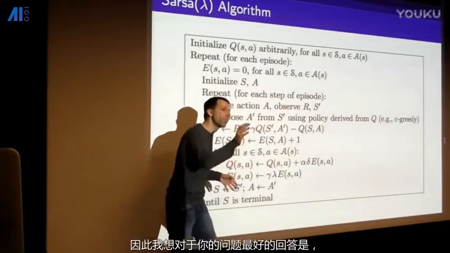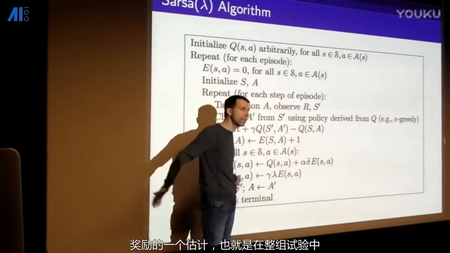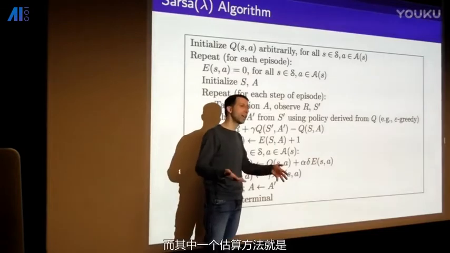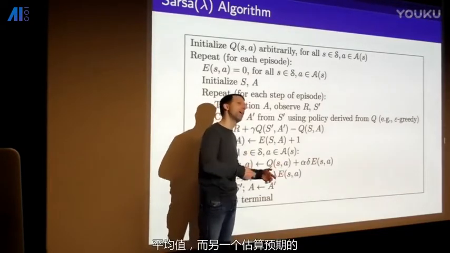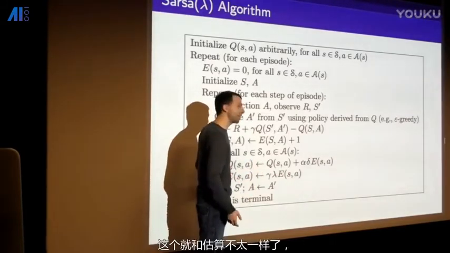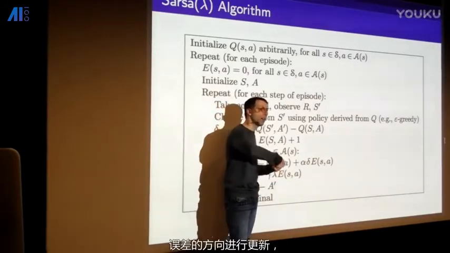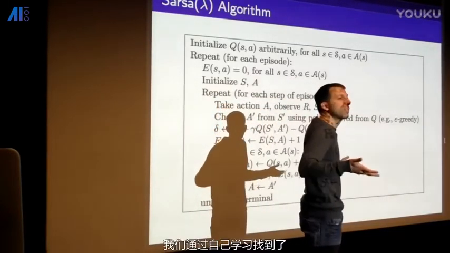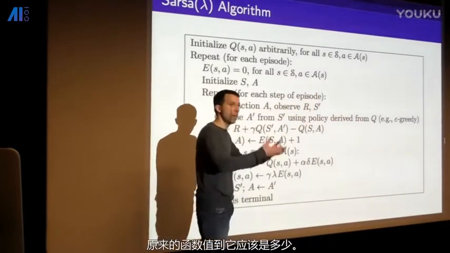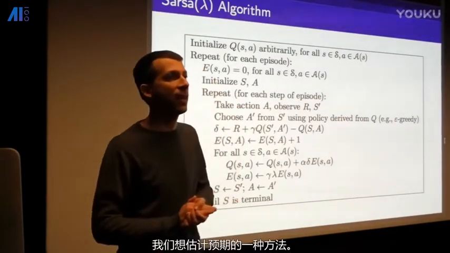So I think the right answer to your question is that we are forming an estimate of the expected future reward, all the way to the end of the episode. One way to estimate that is using Monte Carlo learning, which explicitly estimates the mean. Another mechanism for estimating that expectation is by bootstrapping, and that's instead of computing the mean, we now update a little bit in the direction of the errors that we see. So we bootstrap, we look at the error, and we use that error to inform what we think the previous value should have been. And that is the process by which we estimate the expectation.